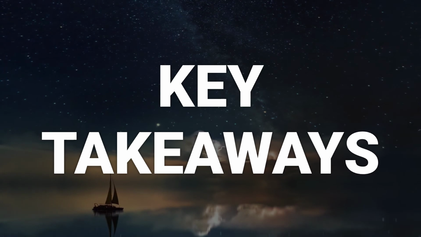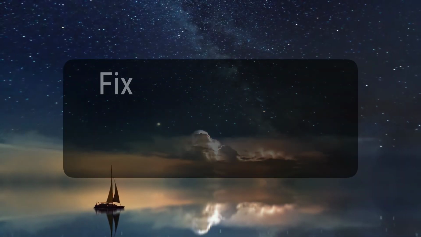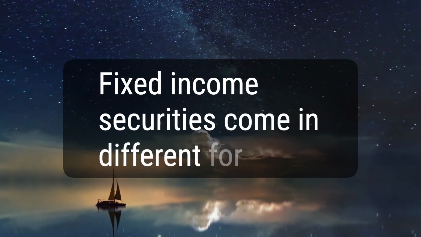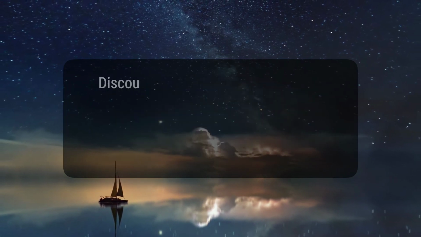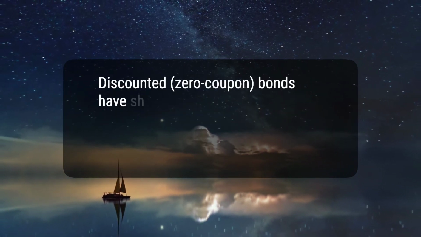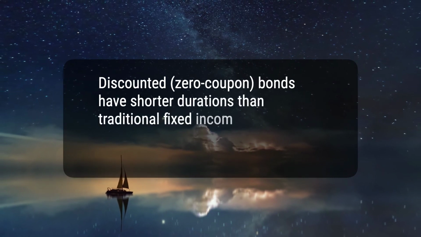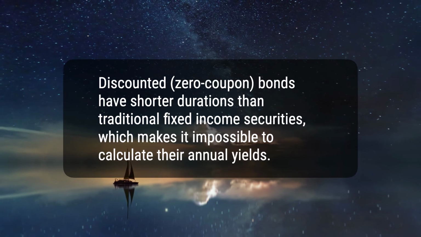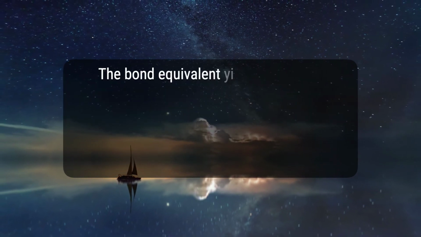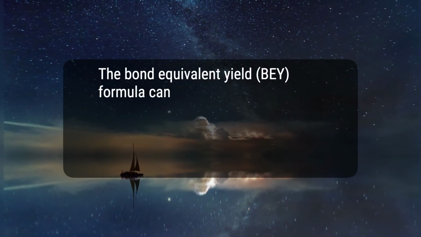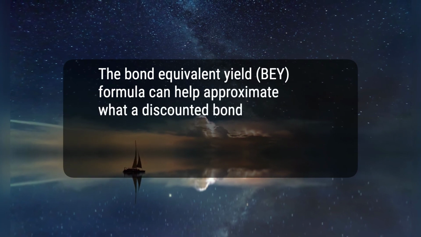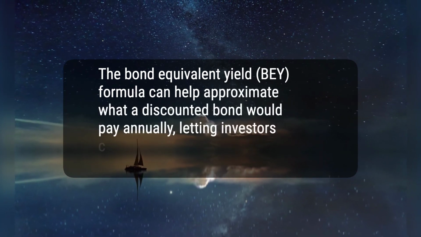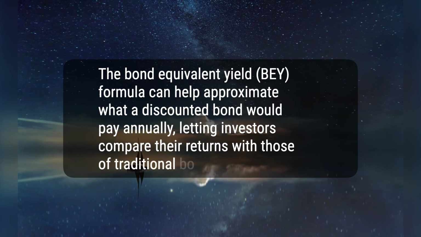Here are 3 key takeaways. 1. Fixed income securities come in different forms. 2. Discounted, zero-coupon bonds have shorter durations than traditional fixed income securities, which makes it impossible to calculate their annual yields. 3. The bond equivalent yield, BEY, formula can help approximate what a discounted bond would pay annually, letting investors compare their returns with those of traditional bonds.